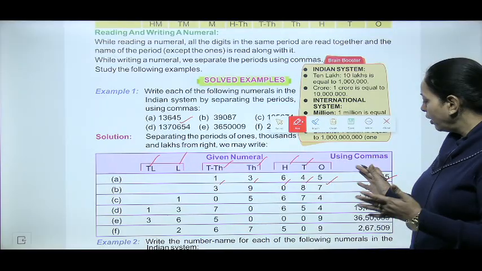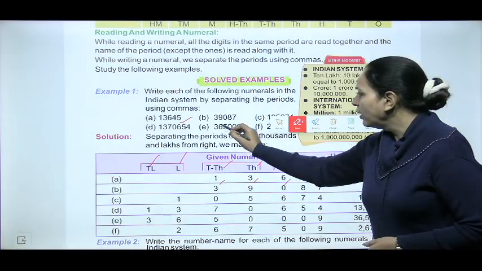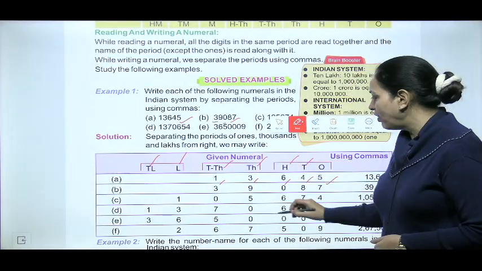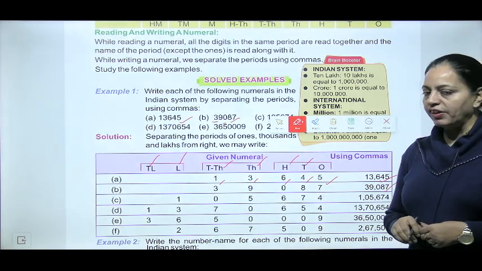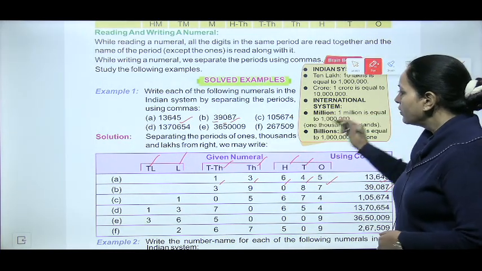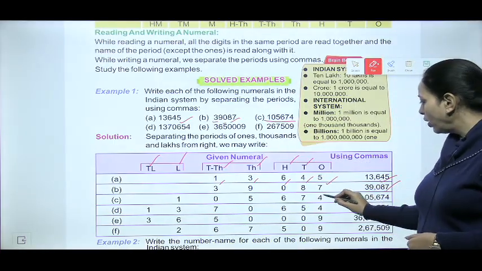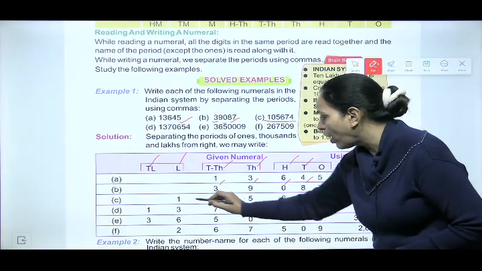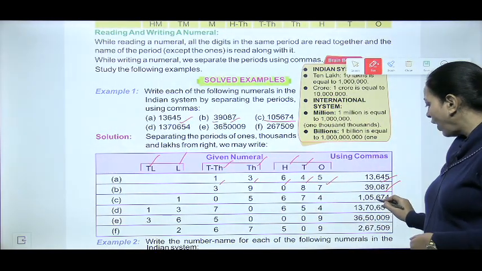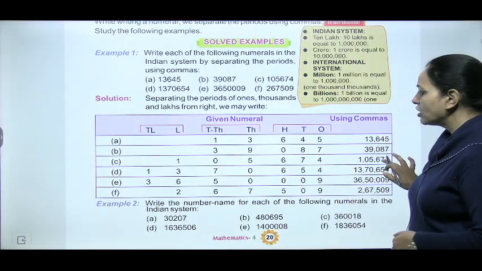13,645. Okay. Here we have to just write the commas. Now this one, 39,087. Now this number, see part: 1 2 3 4 5 6 digits. So here 1 2 3 4 5 6. This is under lakh. So 1,05,674. So like this you can try.